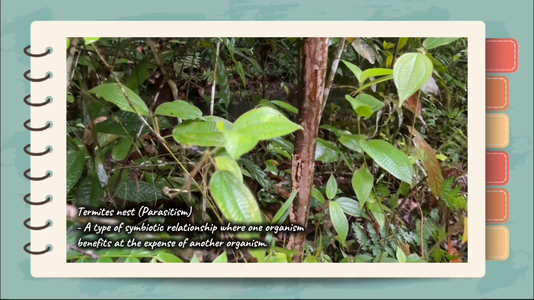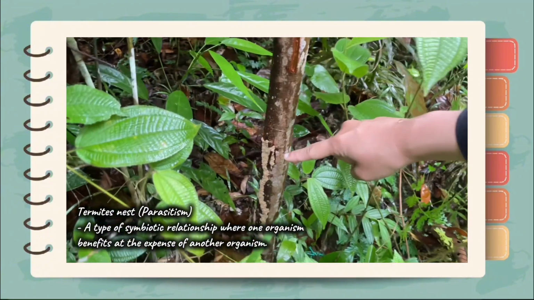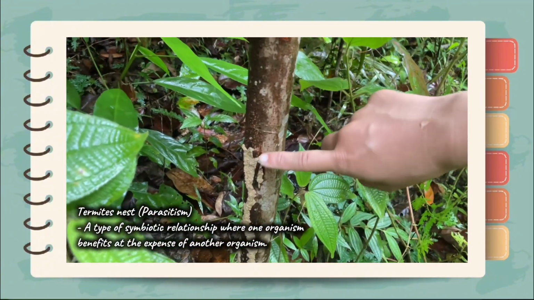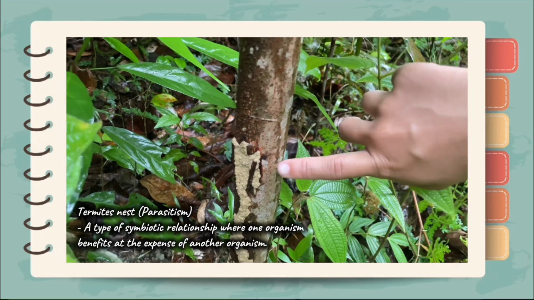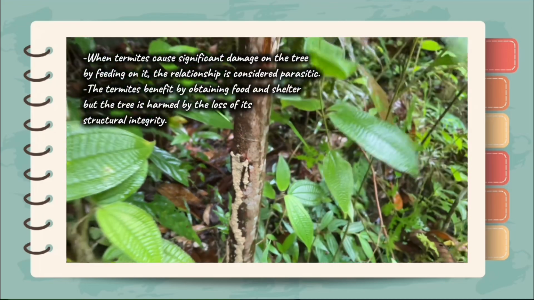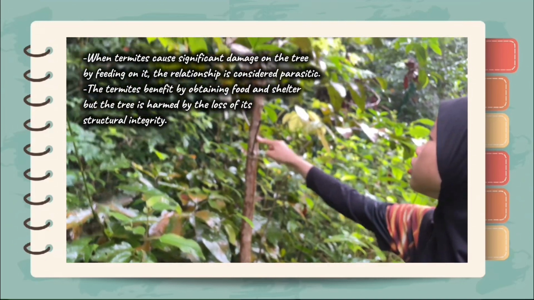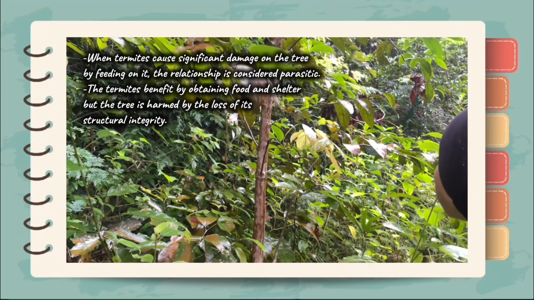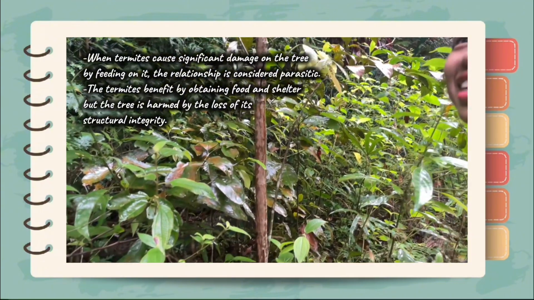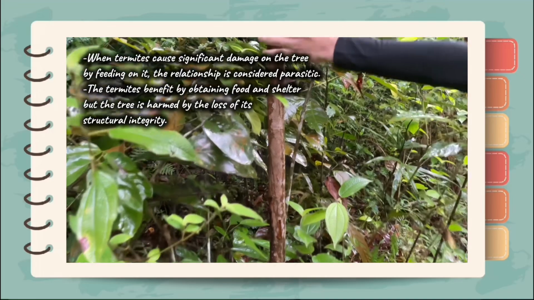Next is parasitism. Parasitism is a type of symbiotic relationship where the organism benefits at the expense of another organism. When termites cause significant damage on the tree by feeding on it, the relationship is considered parasitic. The termites benefit by obtaining food and shelter, but the tree is harmed by the loss of its structural integrity.